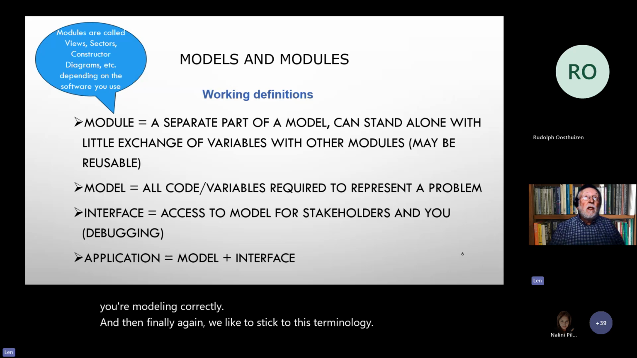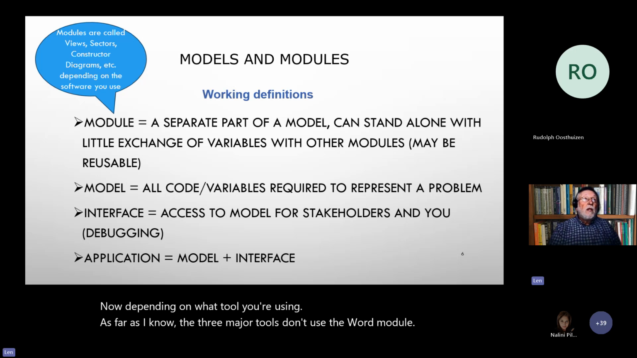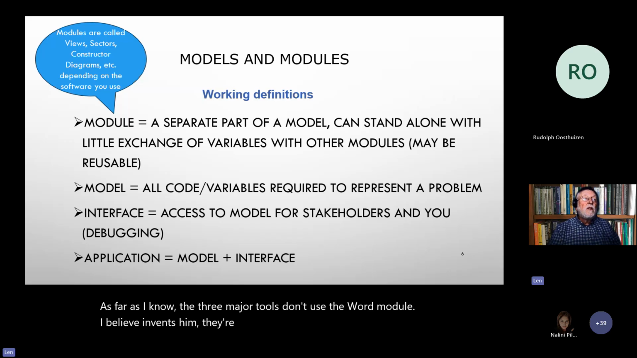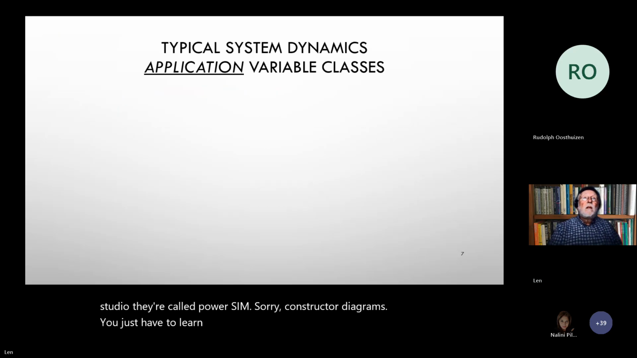Now, depending on what tool you're using, as far as I know, the three major tools don't use the word module. I believe in Vensim, they're called views, in Stella, sectors, and in Studio, they're called constructor diagrams. You just have to learn that syntax. So, all precursors, right, to construction.